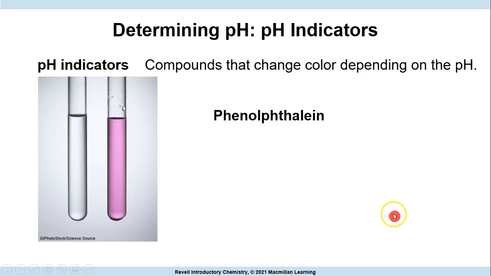estimate. Now, another pH indicator that we can use is called phenolphthalein. Phenolphthalein is a pH indicator that is colorless in acid and it gives a bright pink color in base. So if you drop phenolphthalein into acid, it is colorless, but if you put it into base, the base becomes pink.